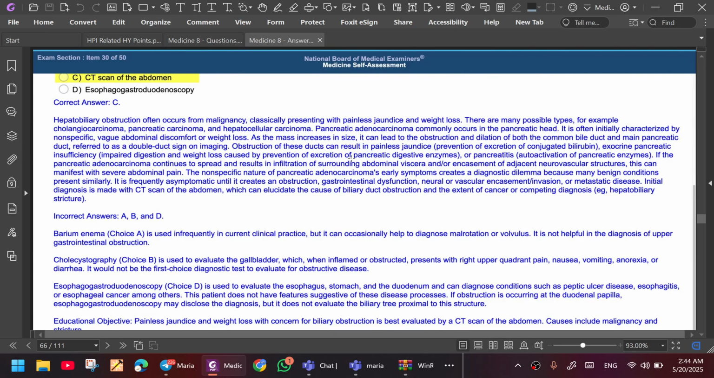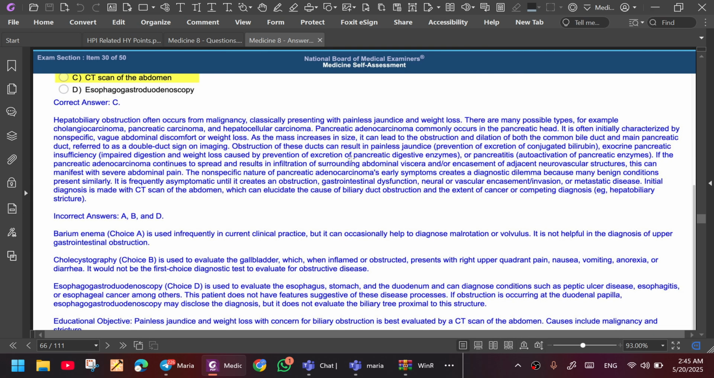It is not cholecystography, which is used to evaluate the gallbladder, which, when inflamed or obstructed, presents with right upper quadrant pain, nausea, vomiting, anorexia, or diarrhea. It will not be the first choice diagnostic test to evaluate for obstructive disease.